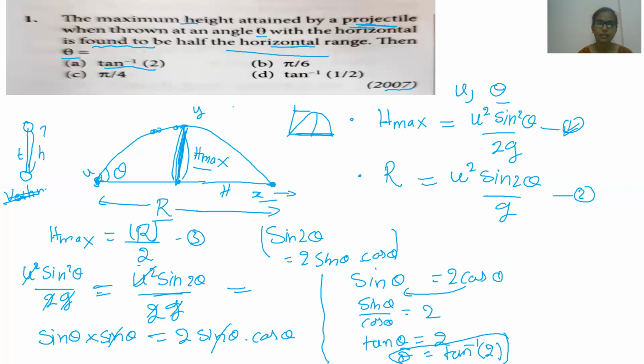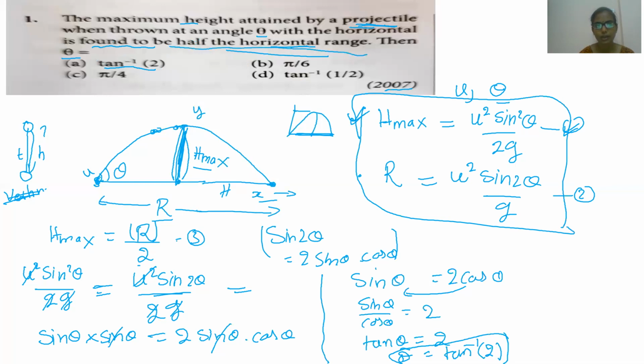Okay, children, the main trick is you need to remember these two formulas. Important. If you remember these two formulas, the remaining is logic: remember the formulas, and found to be half of the horizontal range. So create these three equations, and the remaining is just multiplication and solving. Clear, children, the first problem? I hope everyone finds this clear. If not, take a screenshot. Once you try to solve it yourself, then it will be clear to you.